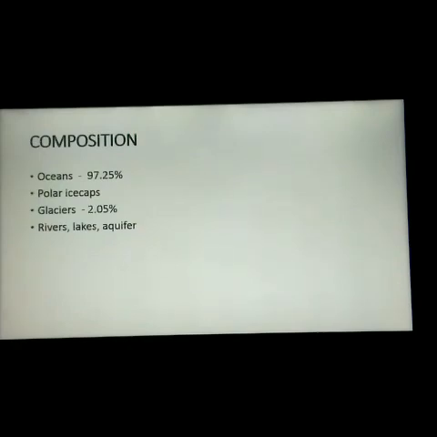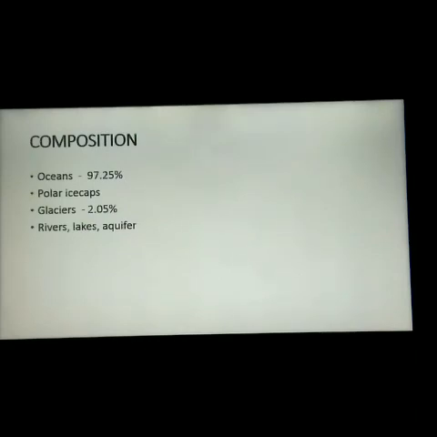3/4 of our planet Earth is filled with water. You all know that. And water exists in 3 states, namely solid, liquid and gas. Water on the surface of the Earth is found mainly in ocean, and the composition of ocean will be around 97.25%, and in the form of polar ice caps and glaciers, and it is in the percentage of about around 2.05%, and the remaining is in lakes, rivers and aquifers, which is in the form of groundwater.